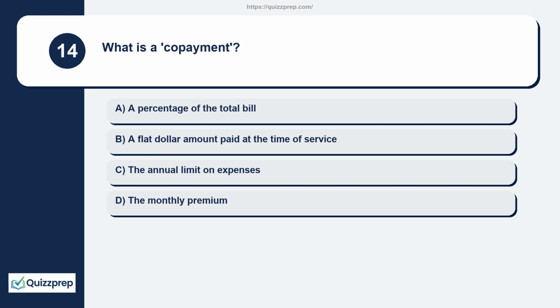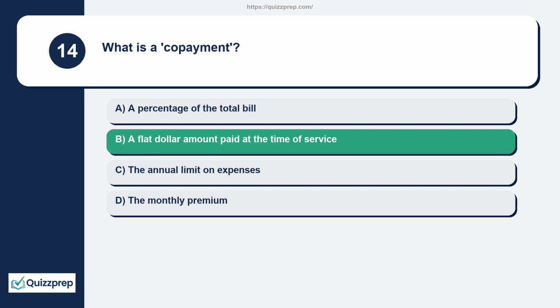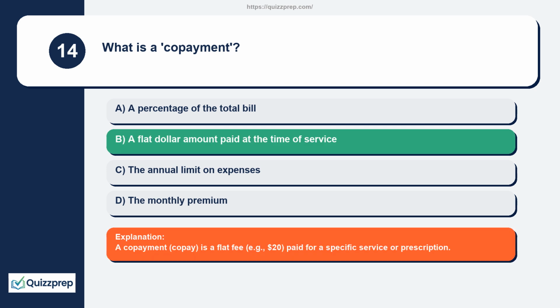Question 14. What is a copayment? A percentage of the total bill, a flat dollar amount paid at the time of service, the annual limit on expenses, the monthly premium. A copayment, copay, is a flat fee, example $20, paid for a specific service or prescription.